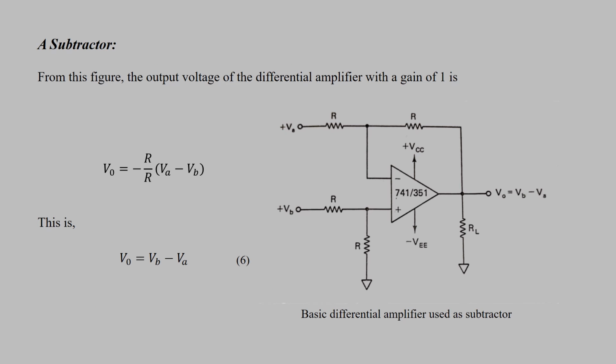So from this figure, the output voltage of the differential amplifier with gain 1 is Vout equal to minus R by R into VA minus VB. So this will become output voltage equal to VB minus VA, which can be seen from the figure. So this is a subtractor using a basic differential amplifier.